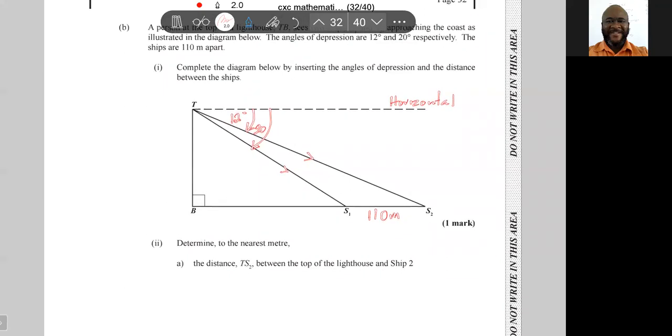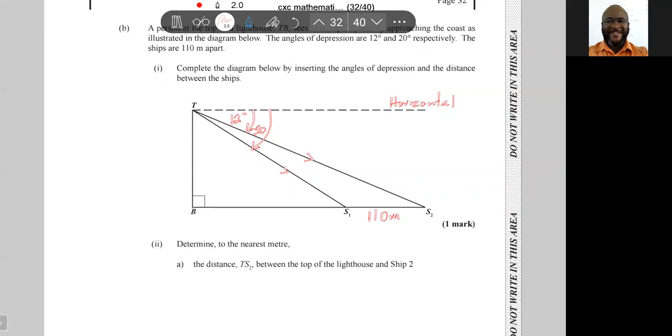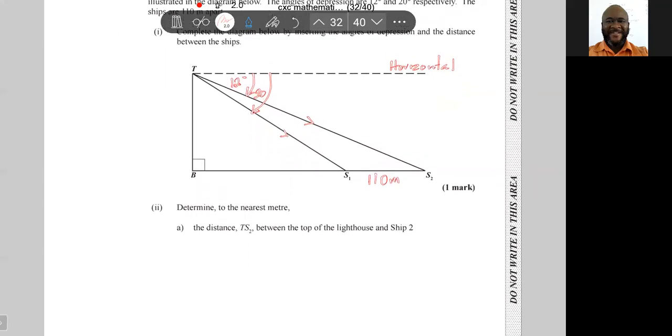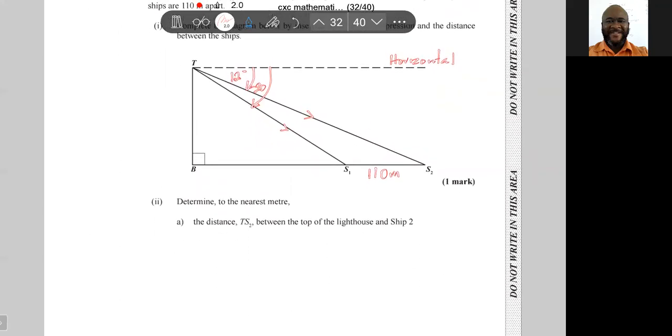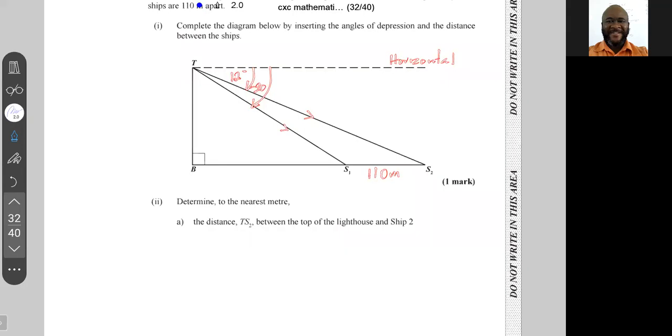Now to do that, more than likely we're going to have to apply TS2. All right, so we need TS2. So we're going to have to look at this triangle here. We're going to have a look at the triangle in blue.